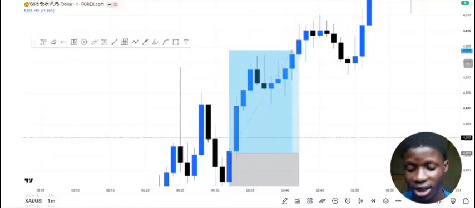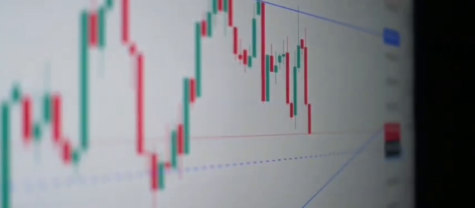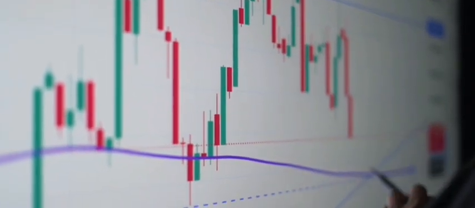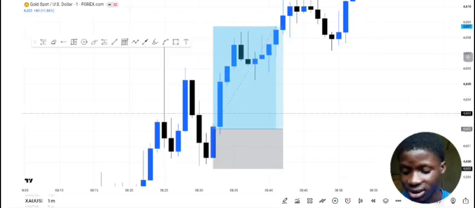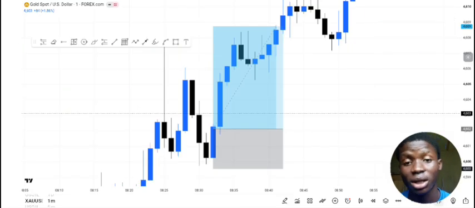Candlesticks are useless if you are not seeing them in some areas on the chart, like your swing high, your swing low, your supply and demand zones, your order block, and your support and resistance. In this video, I will explain 3 candlestick patterns that actually work.